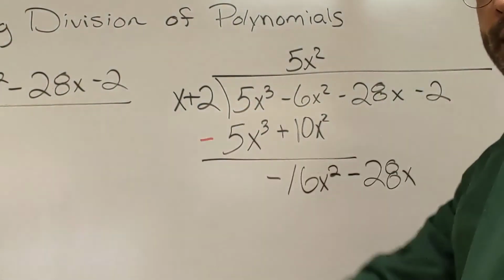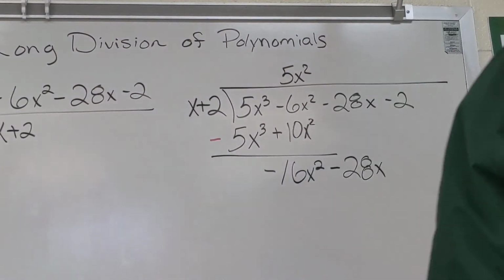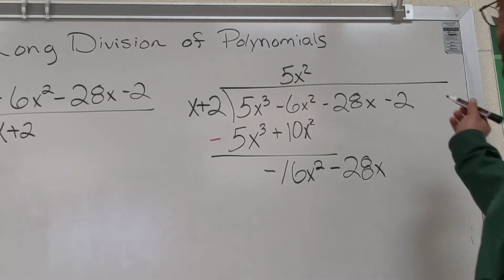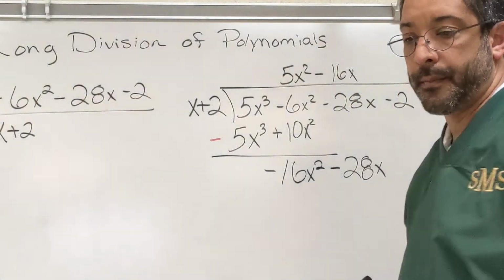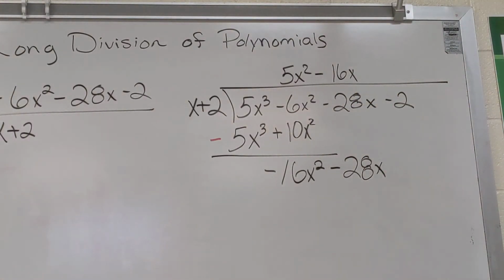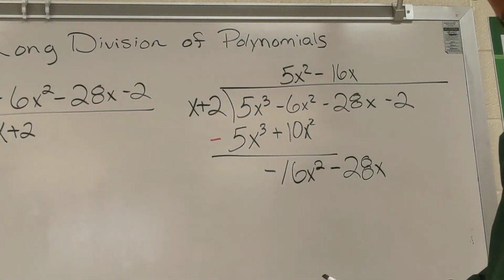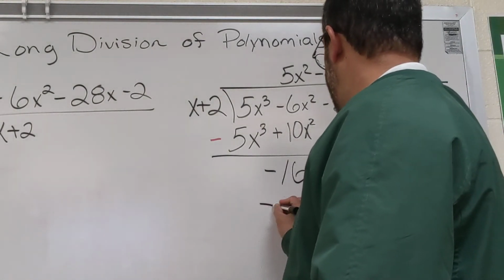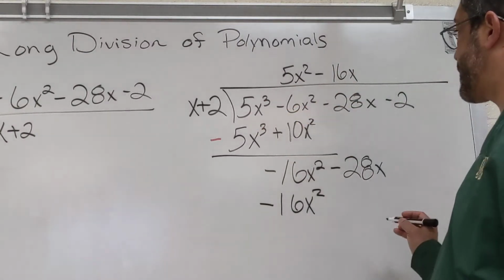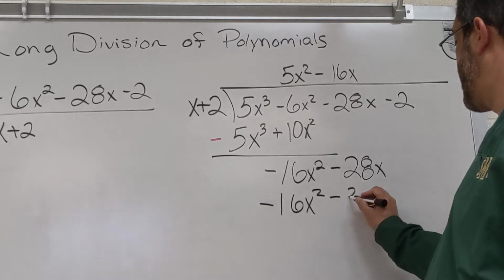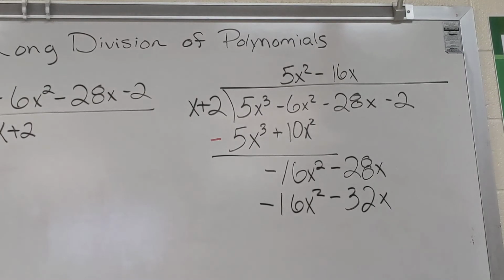So I ask myself the same question. What do I need to multiply x by to get a negative 16x squared? All right, well, that is going to be minus 16x. Because again, here's what you need to be mindful of. Negative 16 times a negative x gives you that negative 16x squared. Negative 16 times 2 gives me a negative 32x.